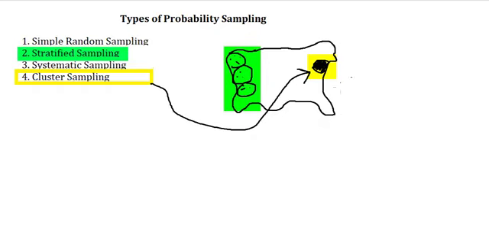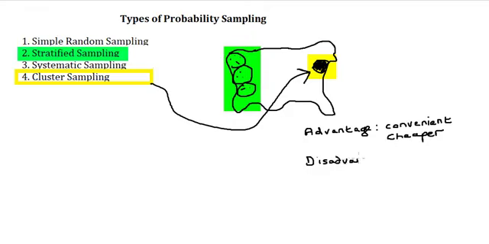Advantages of cluster sampling: it's convenient, easy to use, and it tends to be cheaper than other methods. A big disadvantage is that it may not work well if the clusters are not homogeneous. In other words, if there's a lot of variability in your population, this method may not work well.